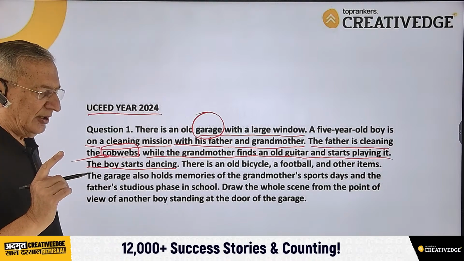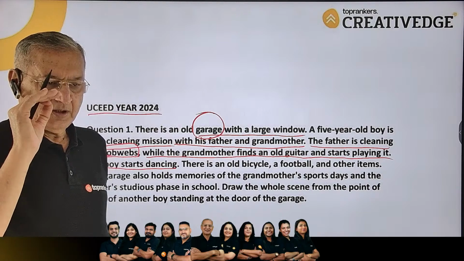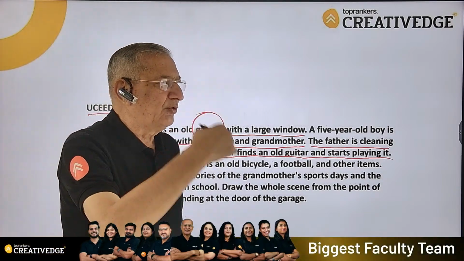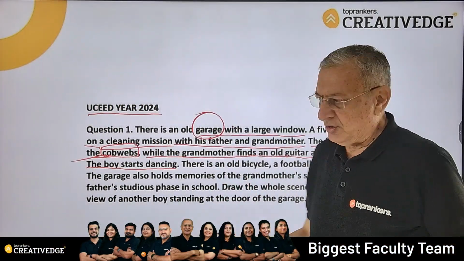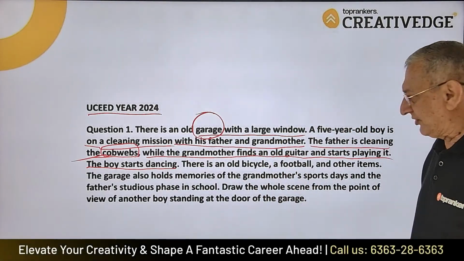Read it carefully, and the sketch is absolutely a mistake sketch. So you will find it more interesting, and you will try to look at the sketch time and again, even with this.